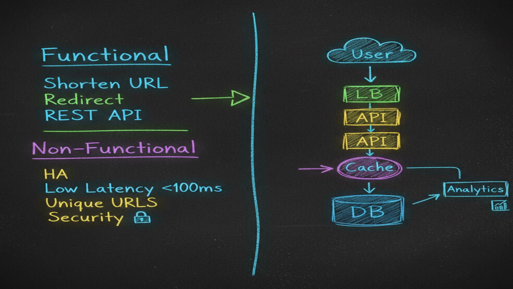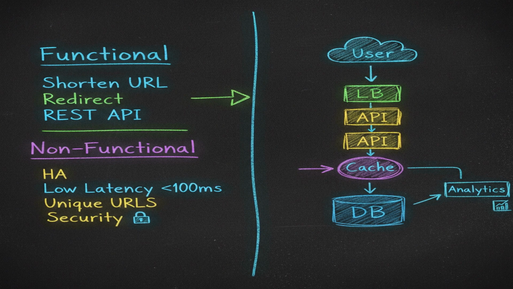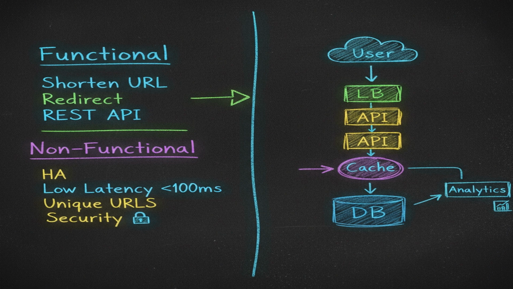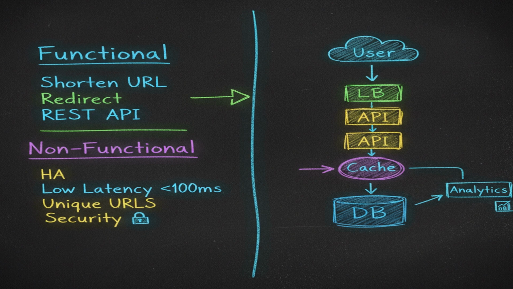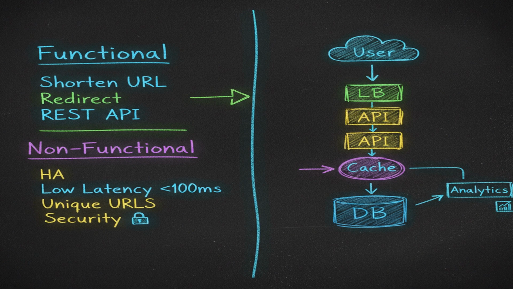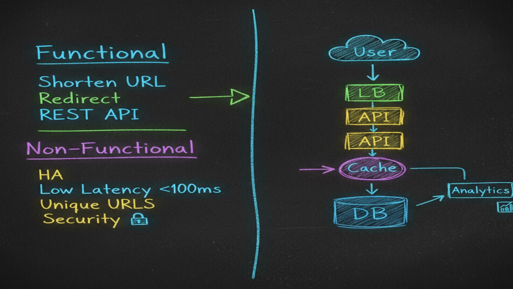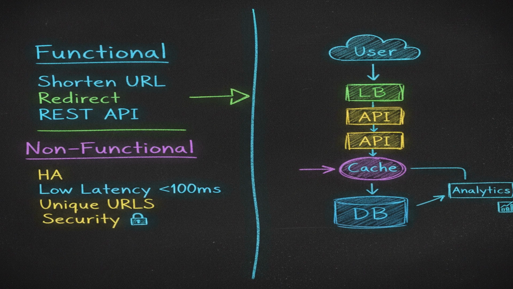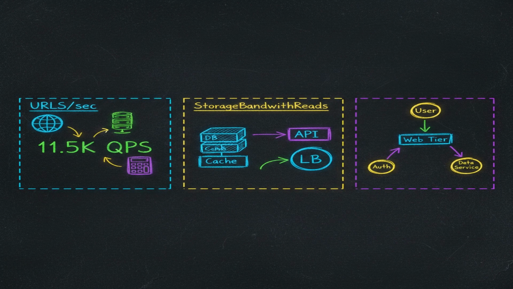We also need to consider the redirect type. Should we use a 301 permanent redirect or a 302 temporary redirect? For this design, we'll use 301 redirects for better caching by browsers and CDNs. The reason is that 301 redirects are cached indefinitely, reducing load on our servers. We also need to ensure the system is secure and prevent malicious users from creating shortened URLs that redirect to phishing sites.